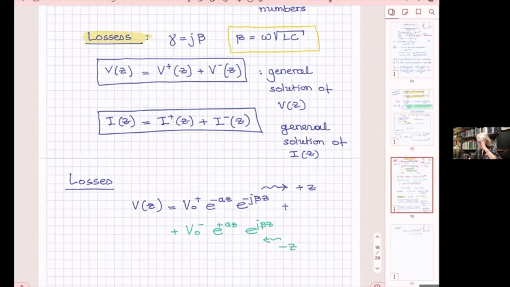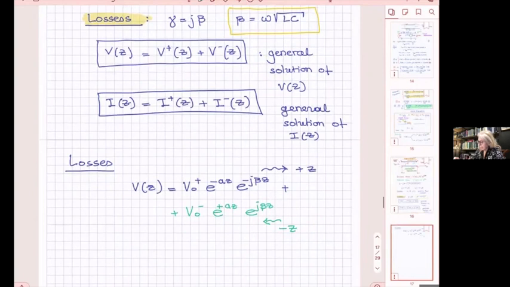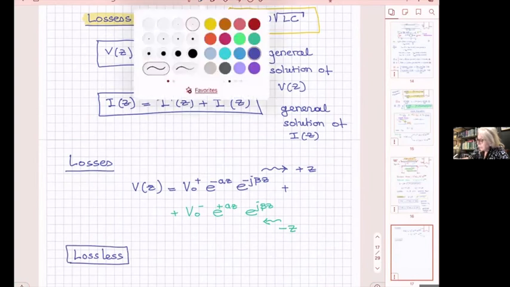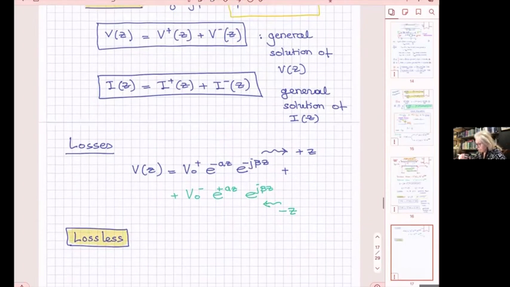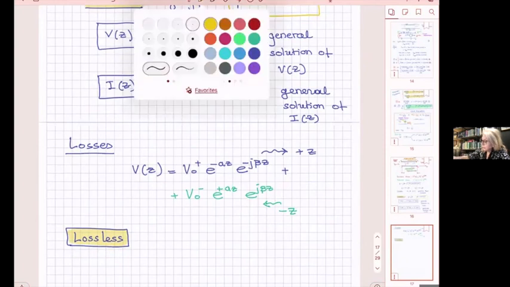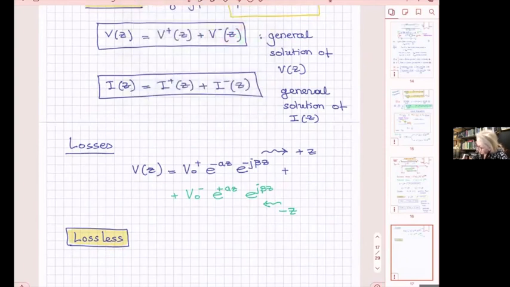That's why there is a plus sign in front of A, and a plus sign in front of B and Z. In cases of lossless, we are going to start with lossless. That's very important to remember, because ideally we don't want to have losses in lines. The reason we eventually include losses is just to predict what is going to happen if we have losses. The ideal line would be without losses. Otherwise, who wants to lose power in any line when you transition power from one place to another?